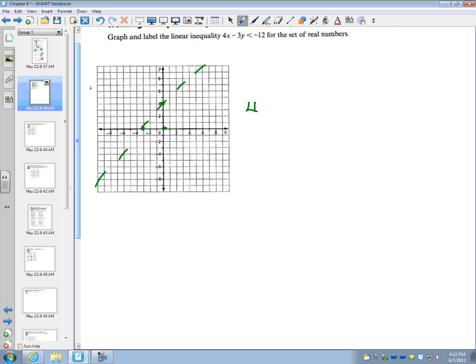So 4 times 0 minus 3 times 0 is less than negative 12. Is 0 less than negative 12? No, it's more than. So it's not this region. It is the region above.